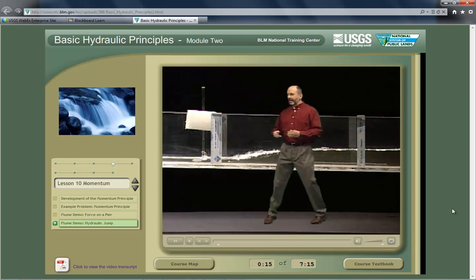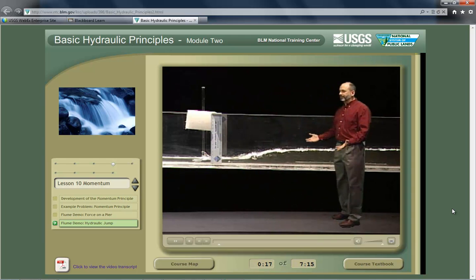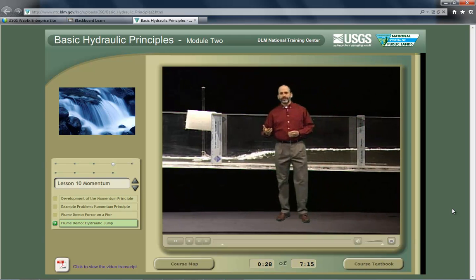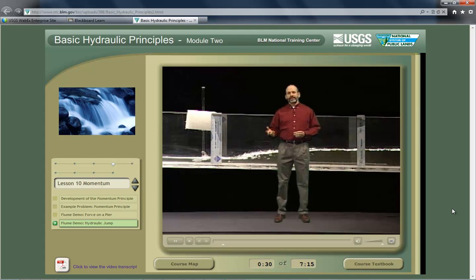And what we have then is we've created a hydraulic jump. We have very high velocity flow in the upstream section. Downstream, it's much slower and deeper. And what we're going to do is measure the upstream water surface and the upstream velocity, and then we're going to use the momentum principle to compute what the downstream depth is. And then we'll compare to what we actually have here in the flume.